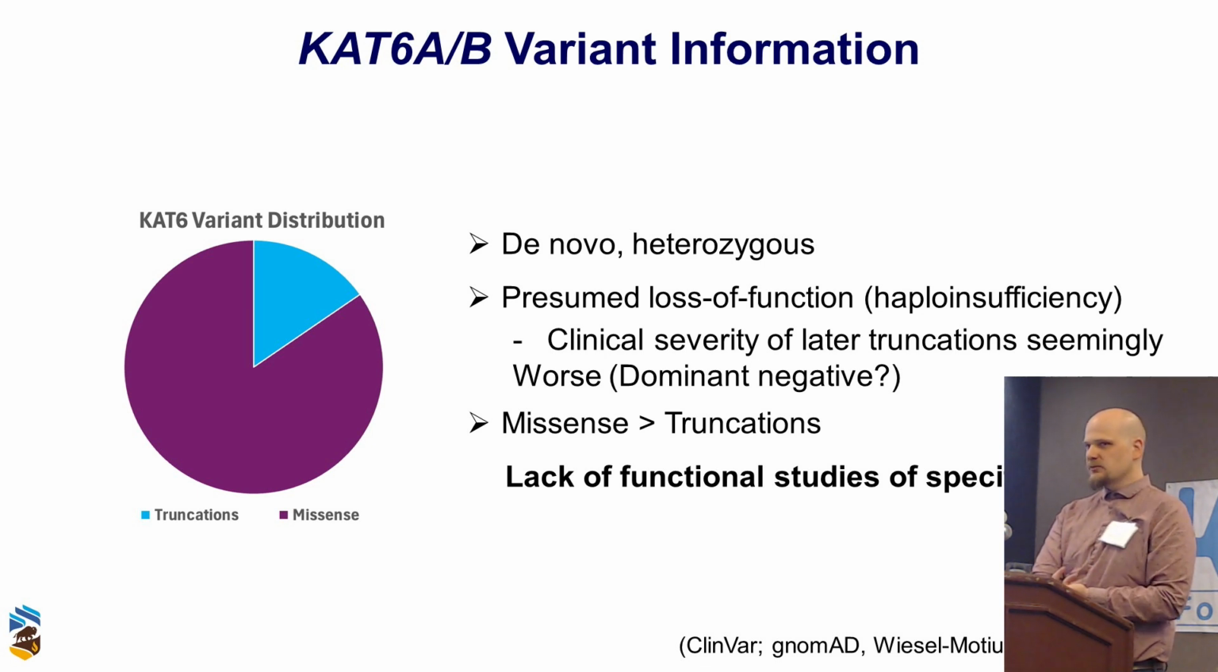Truncations just means either a frameshift or a nonsense variant, and those seem to be worse. There's no concrete evidence that I've seen yet for dominant negative, but that's presumed because there's no, for the scientists in the room, nonsense-mediated decay. That peptide will still get made and may have some toxic function. And so the point is, we lack functional studies on a lot of these variants.